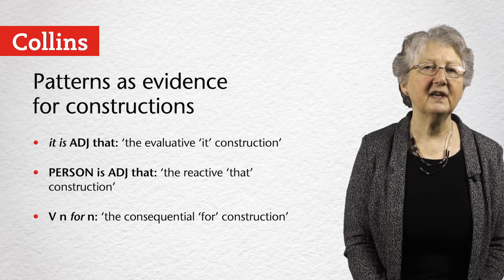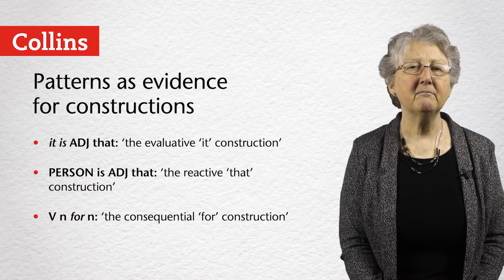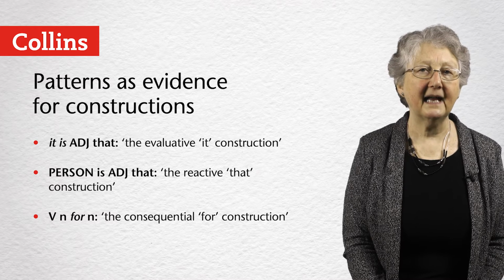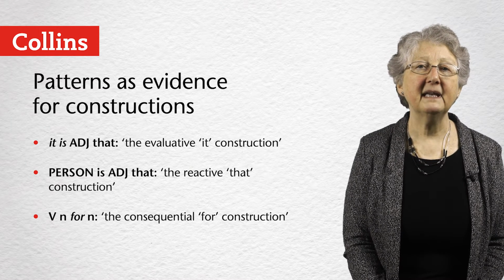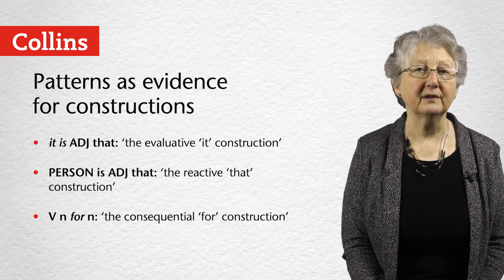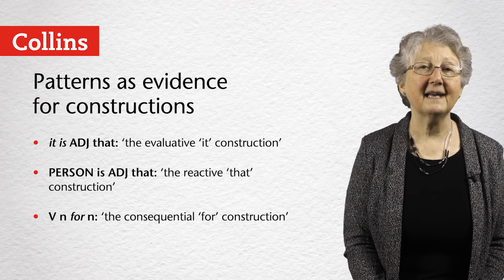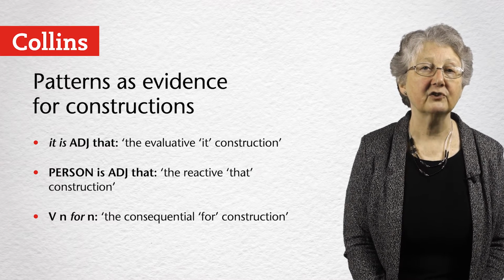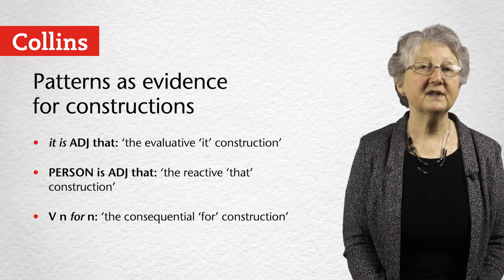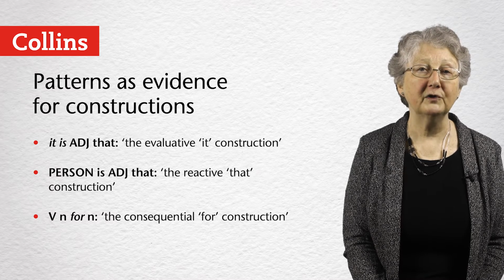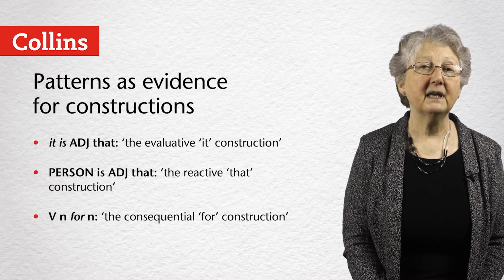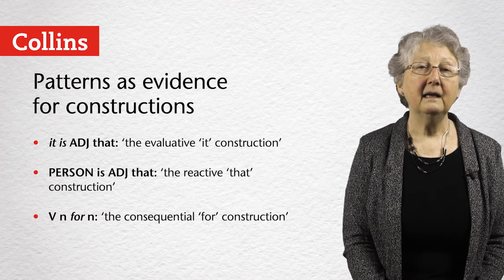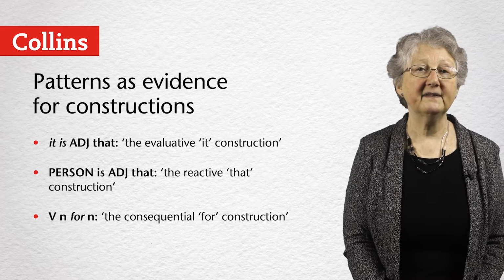I'd like to suggest here 3 patterns that might be also constructions. Taking the pattern "it is adjective that," this might be the evaluative it construction. Or person is adjective that might be called the reactive that construction. And some instances of verb noun for noun might be said to be the consequential for construction. Let's look at these examples in more detail.